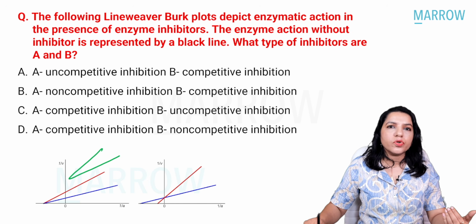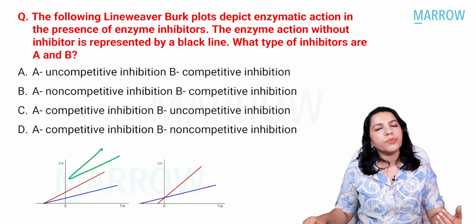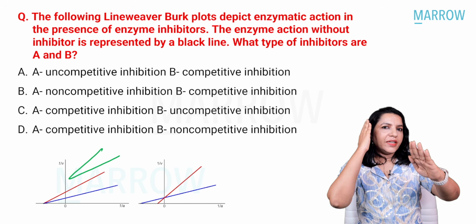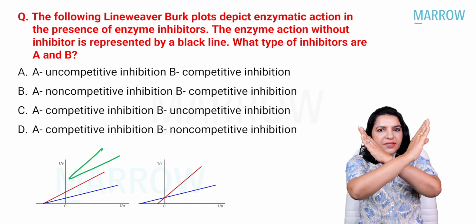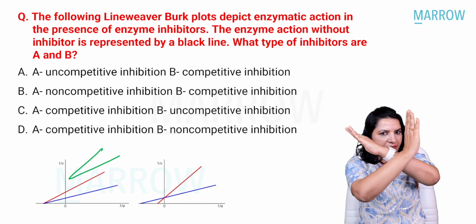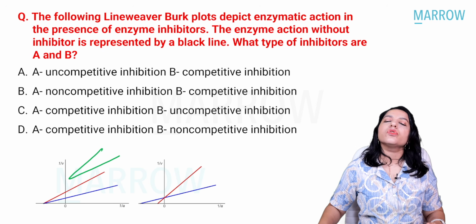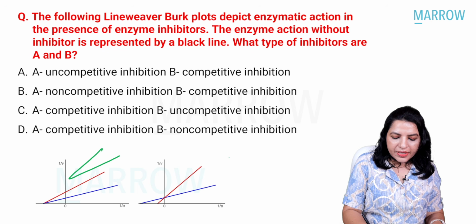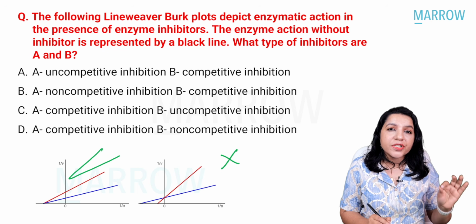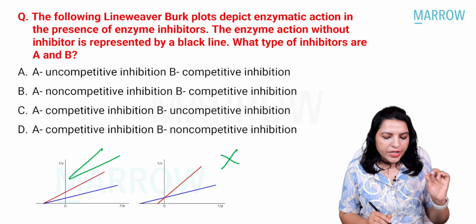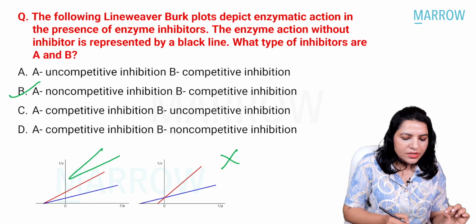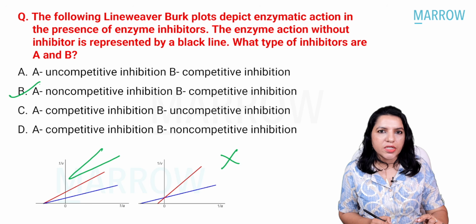Then the next, I told you there is a competition. When there is a competition, the swords are placed like this, or you remember X. X means there is competition. So if it is an X shape, that itself says that it is a competitive inhibition. So this is a simple way to remember it. So the answer here is non-competitive and competitive inhibition.